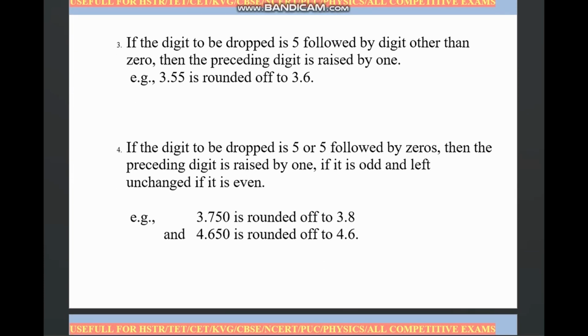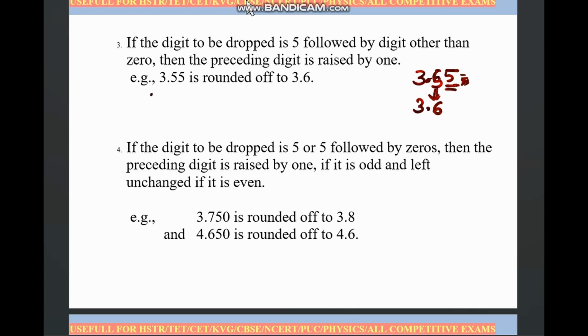Next, we have a rule 3. If the digit to be dropped is 5 followed by a digit other than zero, means if I take the example 3.65 here, this 5 is not less than 5, not greater than 5. This is equal to 5. In that case also, you have to go up, because I have one more rule where I will discuss about 6. So this 5 will make the 6 go up, because this is equal to 5. Means if it is equal to 5 or greater than 5, then it will go to the next higher digit.